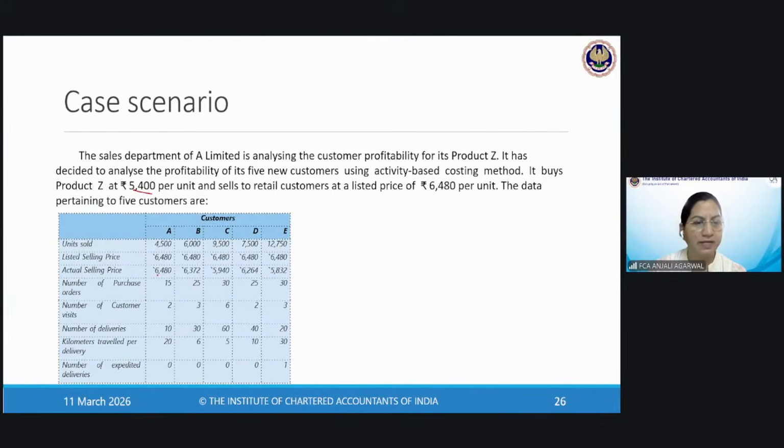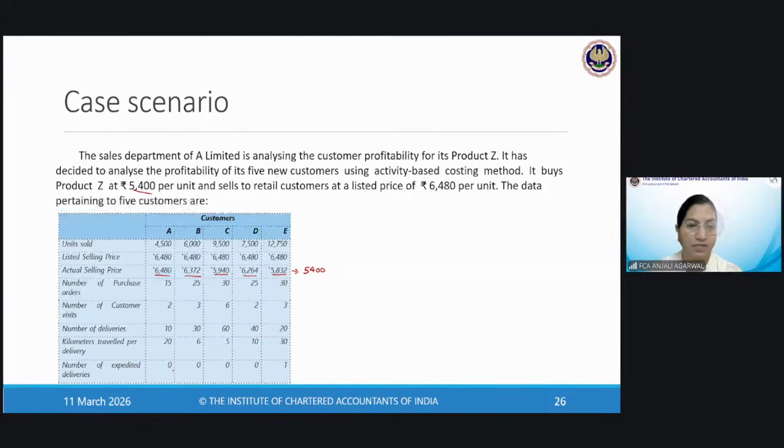So you are selling it at 6480 to A, 6372 to B, 5940 to C, 6264 to D, and 5832 to E. But across all the 5 customers, our cost of material is 5,400. Apart from this is the data that you have. They have given how many purchase orders, how many times the customer visited, how many times the goods were delivered to the customer, how many kilometers were traveled per delivery, and how many expedited deliveries.